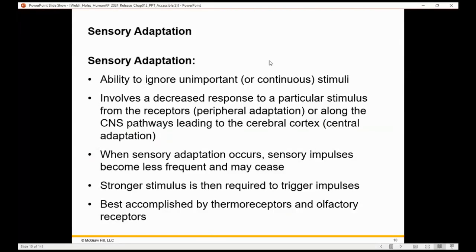Sensory adaptation is the ability to ignore unimportant or continuous stimuli. It involves a decreased response to a particular stimulus from the receptors, or peripheral adaptation, or along the central nervous system pathways leading to the cerebral cortex. This is central adaptation. When sensory adaptation occurs, sensory impulses become less frequent and they may cease. A stronger stimulus is then required to trigger impulses. This is best accomplished by the thermoreceptors and the olfactory receptors.